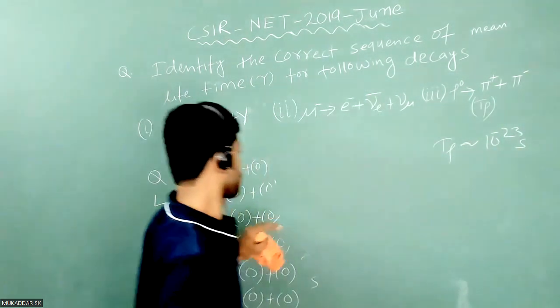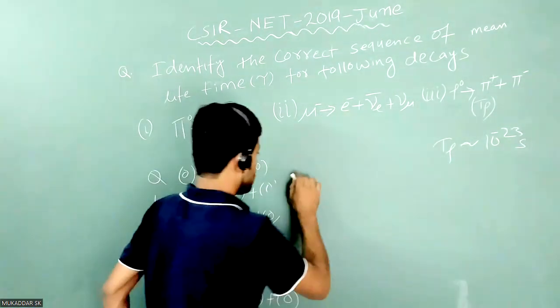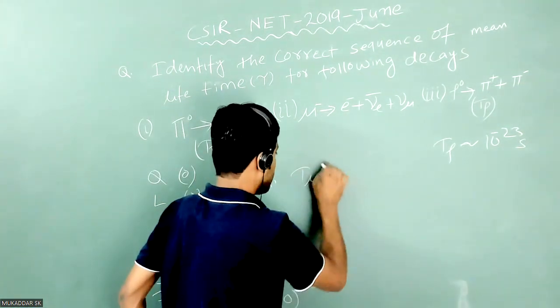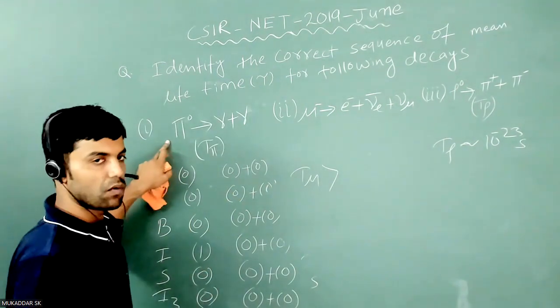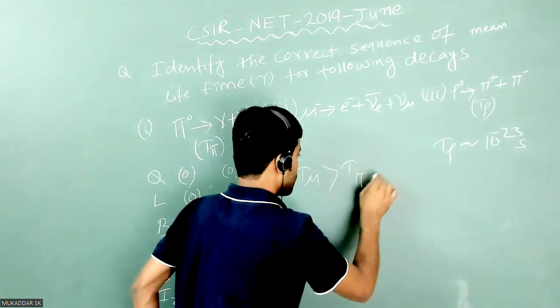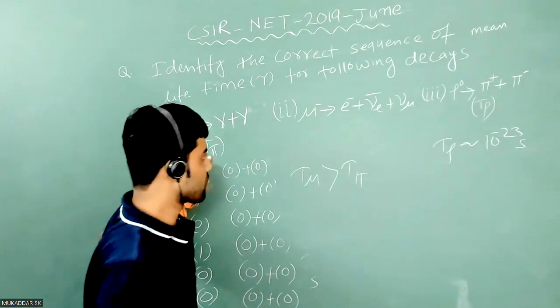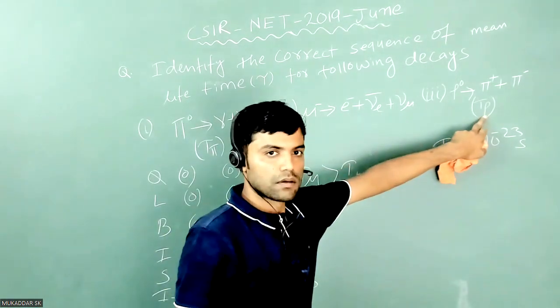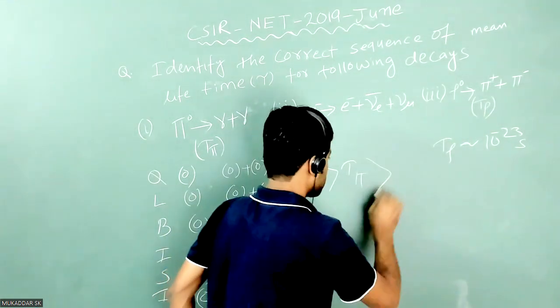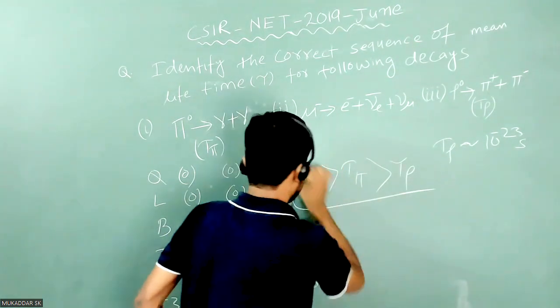It means the mean lifetime of the second decay, T mu, will be greater than the mean lifetime of the first decay, noted by T pi, and this lifetime is greater than T rho. So this is the correct sequence.